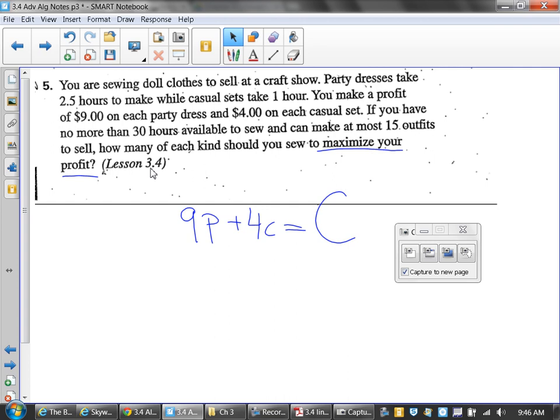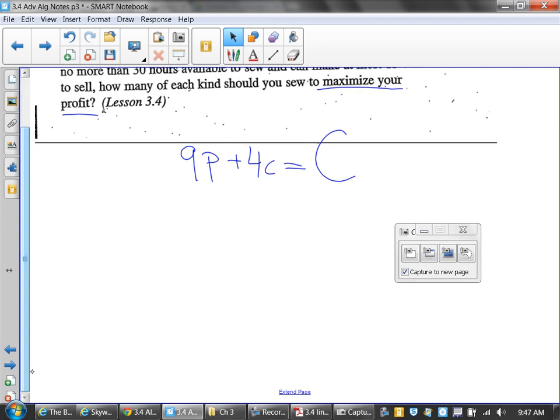That's your objective function. Now, going back into that problem, they're discussing two other things. They're talking about the time it takes and the amount that you can make total. Do you agree? So now you have to think about the time. If I'm going back into the problem, what's the most hours you can use? 30 hours. So your first bound is that you have to work less than or equal to 30 hours. Do you agree? I like to always start with my total amount and work my way into the problem. How many hours does it take me to make a party dress? 2.5.